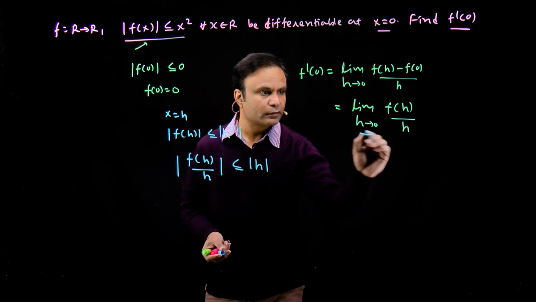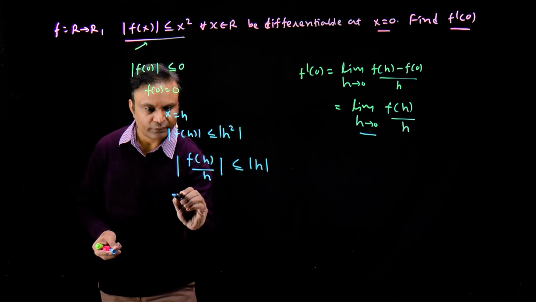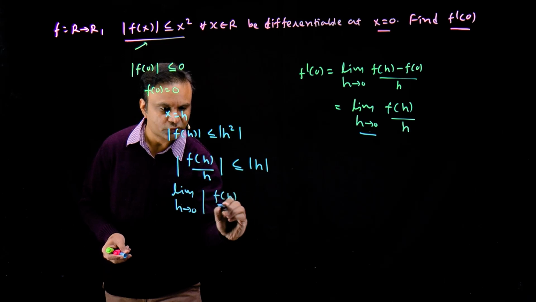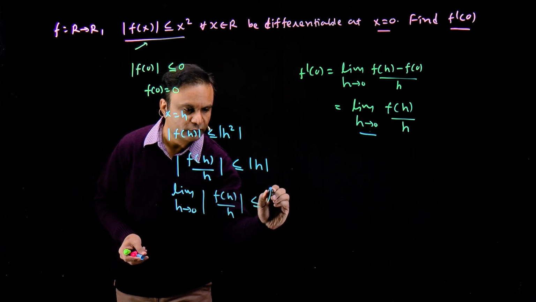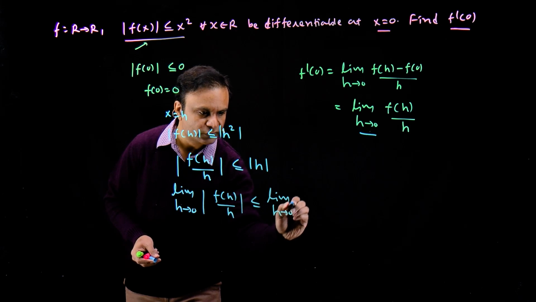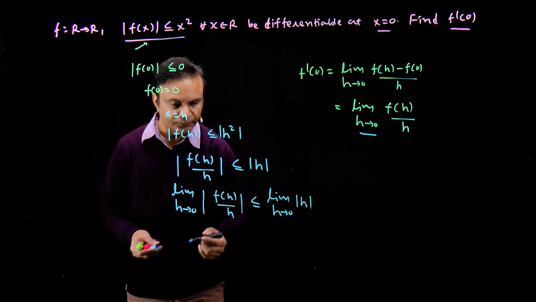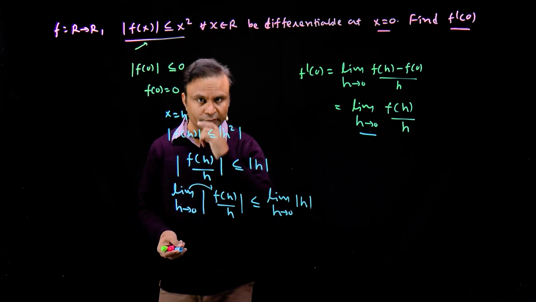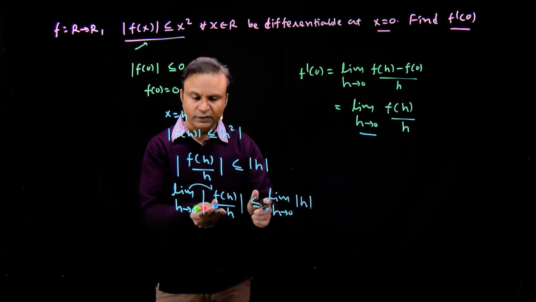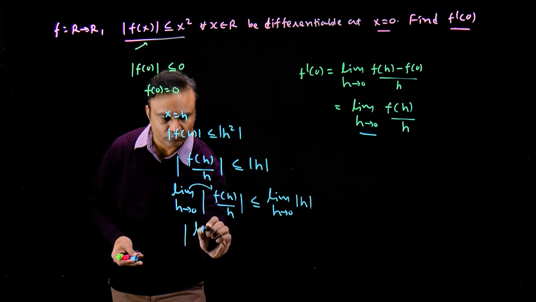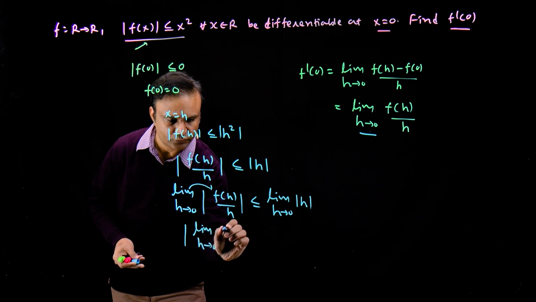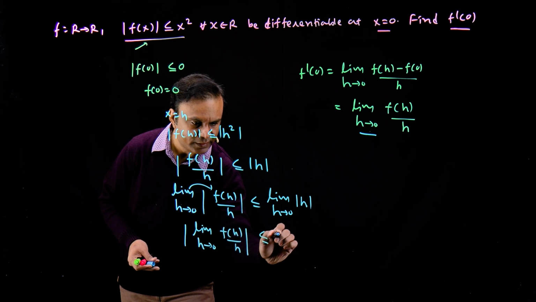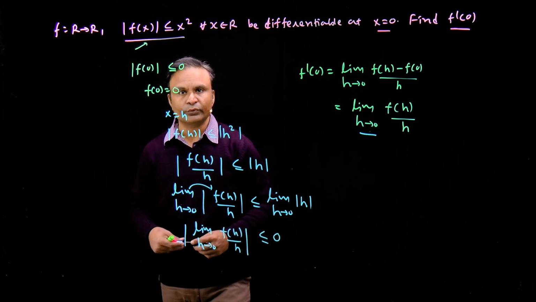What's next? Apply limits. So we have limit h tends to 0 of modulus of f(h) upon h less than or equal to limit h tends to 0 of mod h. Okay, now we can take limit inside modulus. We have some rules of limits in which we can take limit inside modulus. So we have modulus of limit h tends to 0 of f(h) upon h less than or equal to 0.